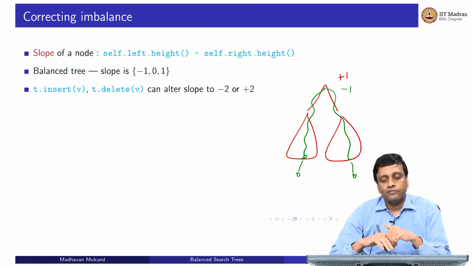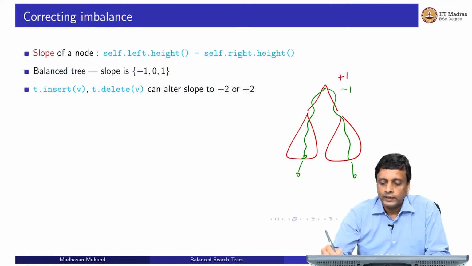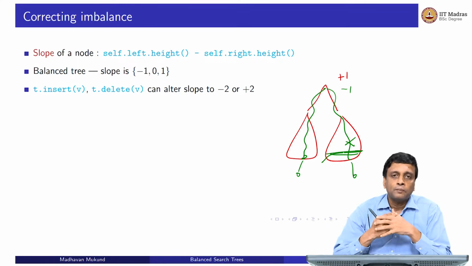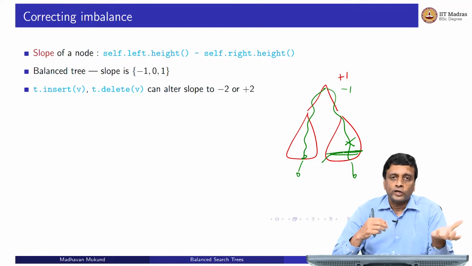and delete can do the same thing in reverse. So supposing this is already plus 1 and then I delete a node here and this tree actually shrinks, then the tree which had a plus 1 balance becomes plus 2 because the shorter side has shrunk.